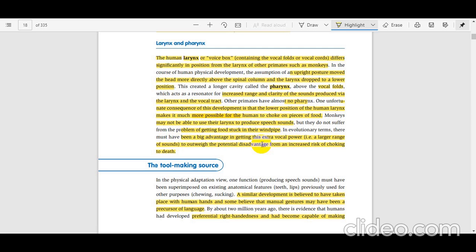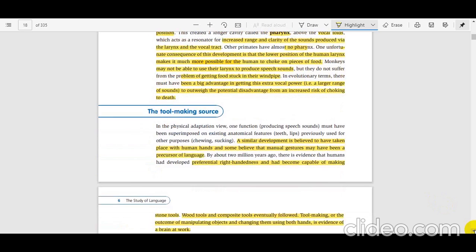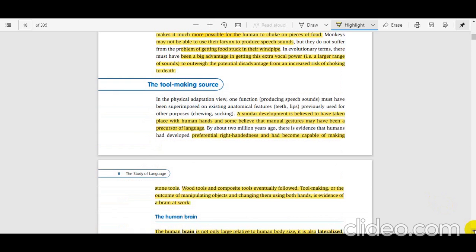Now, the risk of choking on food is in one basket, and since we have the larynx and pharynx, this might put humans in danger of choking on our own food. But monkeys do not suffer from such a disadvantage. Now, the fifth assumption is related to the tool making source.